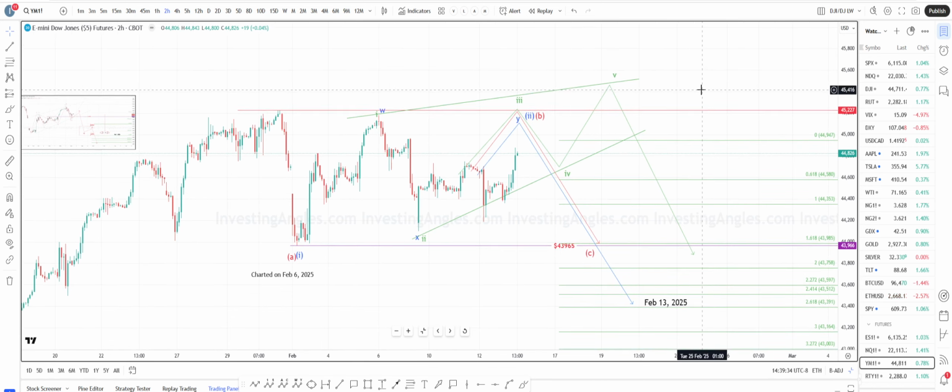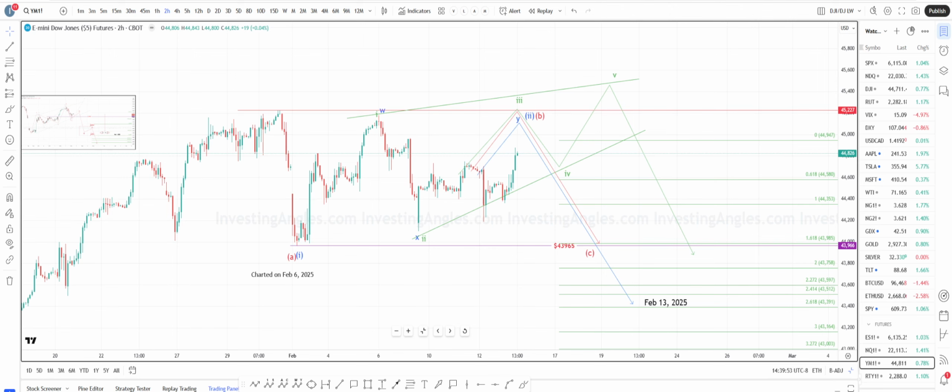In this case, as we can see, the index is somewhat aligned, and this diagonal would take another week or maybe two to develop. So we have to be patient and watch how the waves develop.